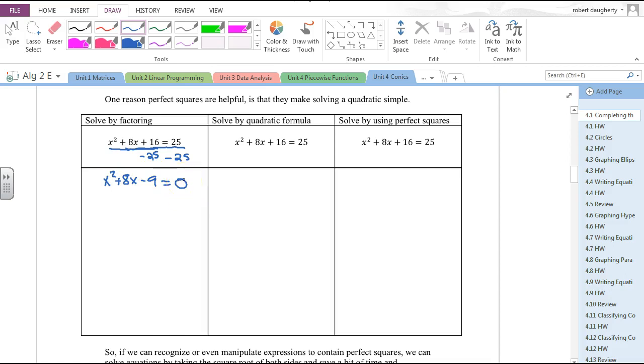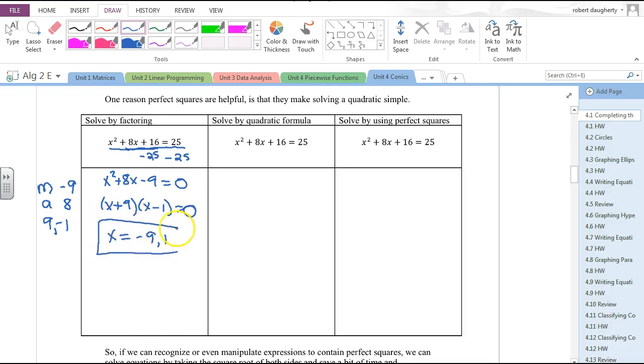Okay, if that factors, there are two numbers that do what? Multiply to negative 9 and add to 8. Are there numbers that multiply to negative 9 and add to positive 8? Yeah, 9 and negative 1. So this means that x plus 9 times x minus 1 equals 0. Therefore, x is equal to what? Negative 9 and 1. Okay, there's my solution. So that's one way of solving an equation that looks like this.